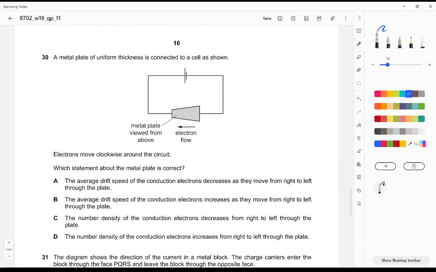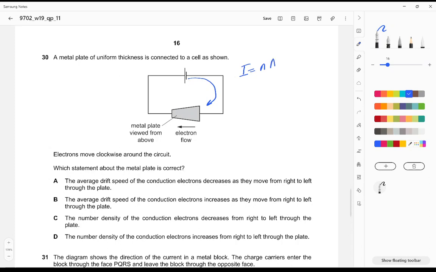Next: a metal plate of uniform thickness is connected to a cell as shown. Electrons move clockwise around the circuit. Which statement about the metal plate is correct? The average drift speed of the conduction electrons decreases as they move from right to left. No, apparently we know this fact.